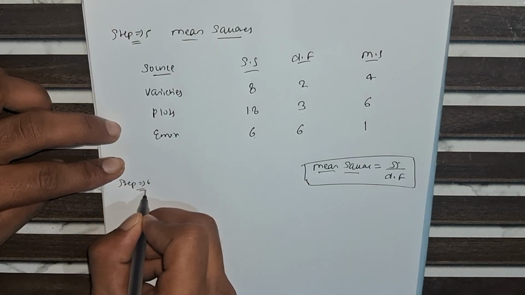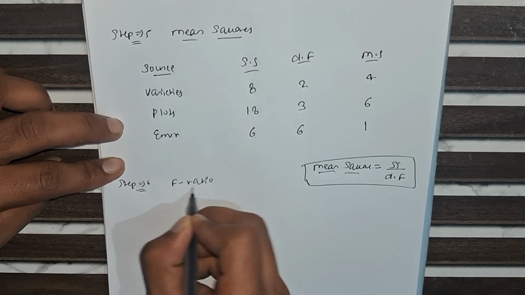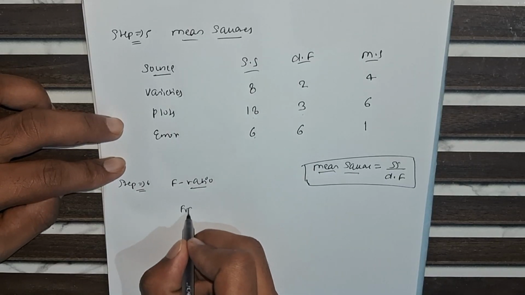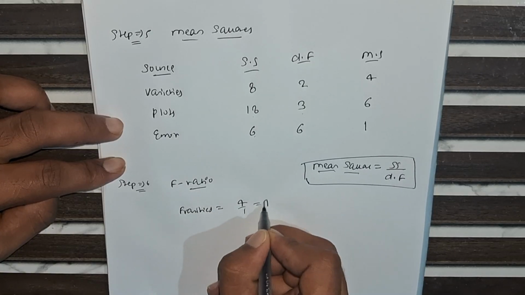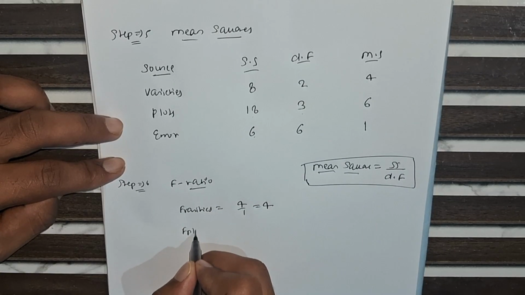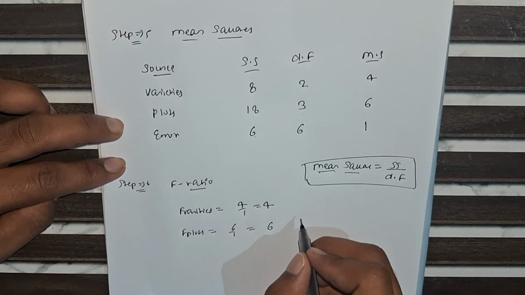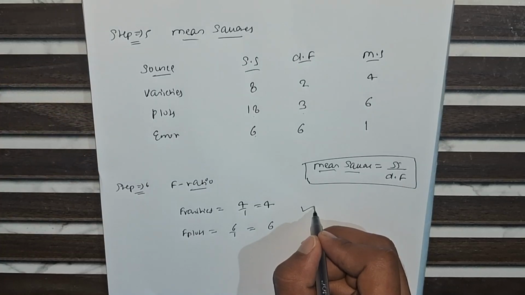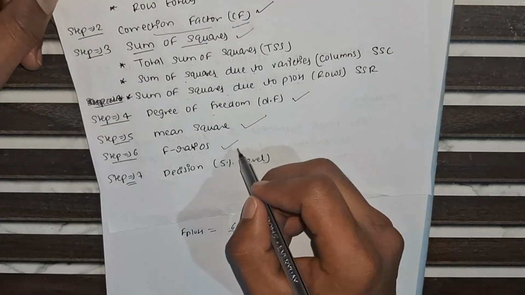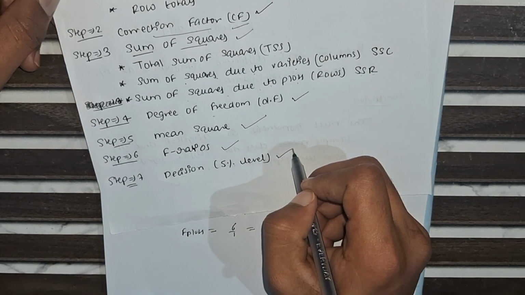Step 6, which is F ratio. So for varieties, what is the F ratio? It is nothing but 4 by 1, which equals 4, and for plot the F ratio is 6 by 1, which equals 6. So our sixth step is completed, where we found the F ratio. Now move to our last step, which is the decision at 5% level of significance.